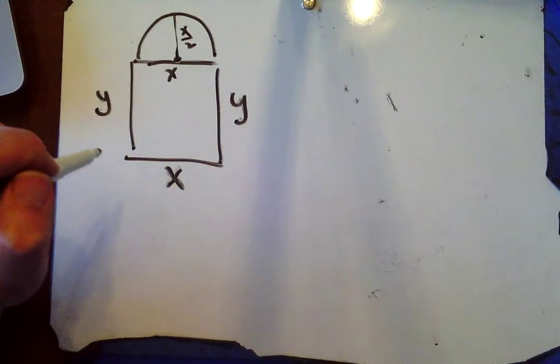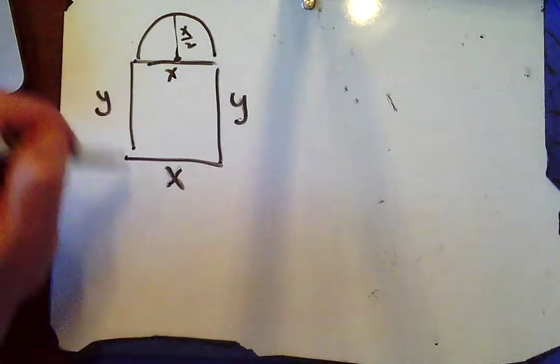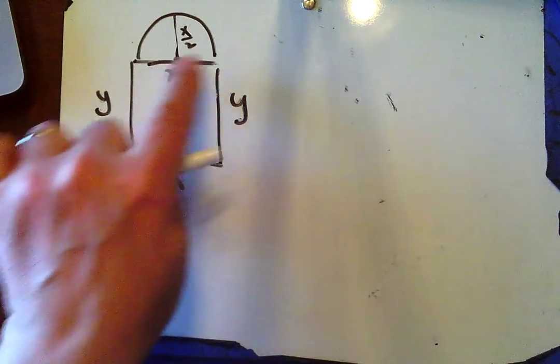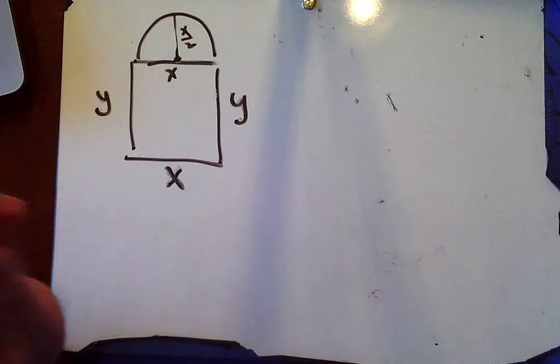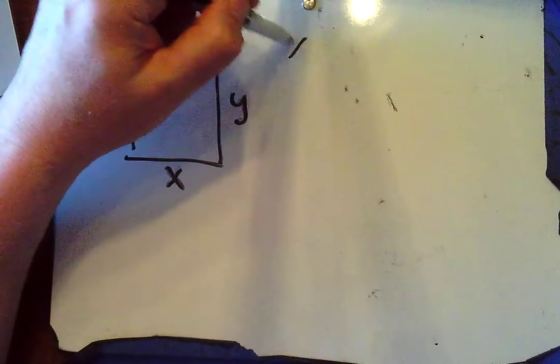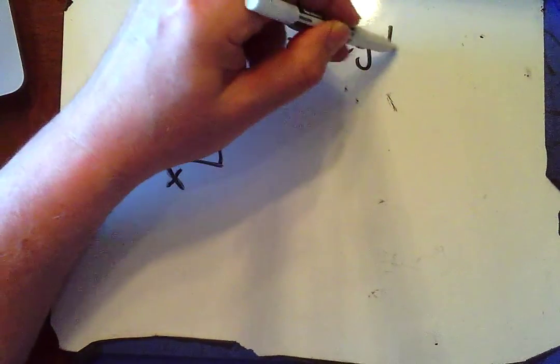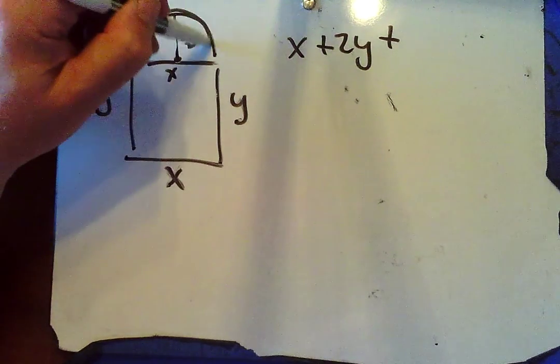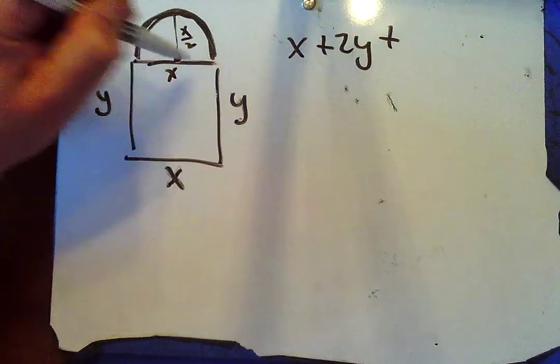All right, so what do we know? You have 600 feet of fencing to make the outside of this corral. That does not include this piece here. So we're going to have x plus 2y's plus, well, how much fencing do I need for that?